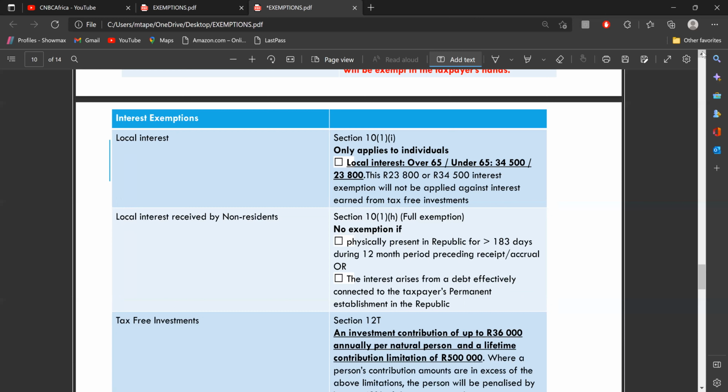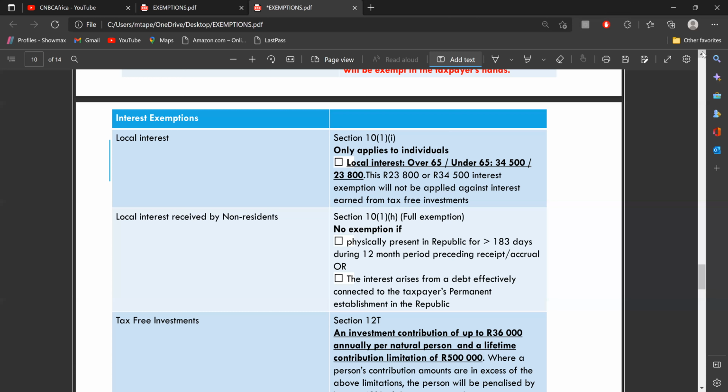Local interest received by non-residents is exempt in terms of section 10(1)(h). So if you're a non-resident and you receive local interest, or interest from a Republic source, you would qualify for a full exemption in terms of section 10(1)(h). There is, however, an exception, and the exception is if the non-resident has been physically present in the Republic for more than 183 days during the 12 months preceding the receipt or accrual, then there is no full exemption.